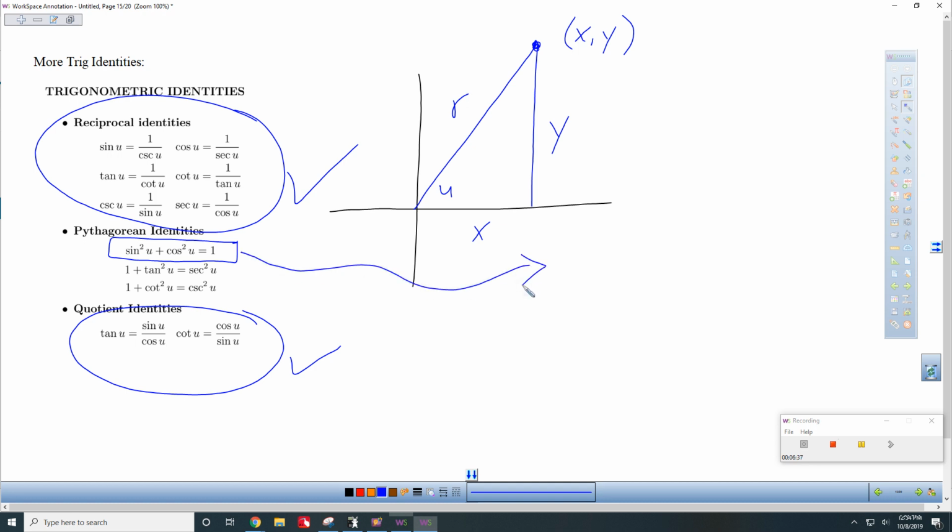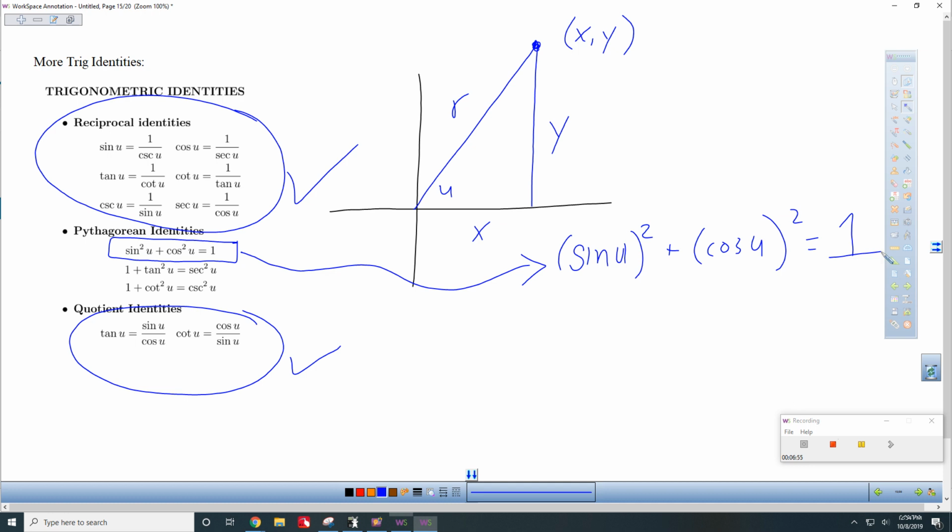If you take the sine of u and you square it, and then you take the cosine of u and you square it, it's telling me the answer is always 1. That's like one of my favorite facts. And it's true. We could figure it out pretty easily.